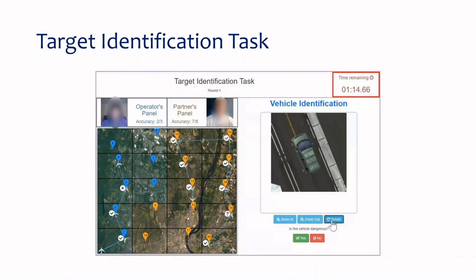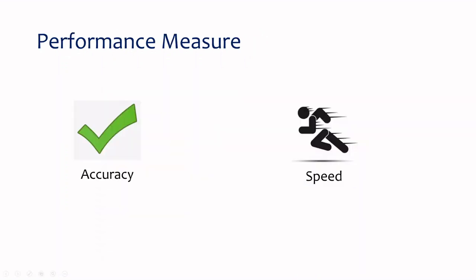Before each gameplay, the participant allocates a number of images to the partner. During the task, the participant and the partner work in parallel to classify their allocated images by clicking on a marker of the image, zooming in to inspect the image, and selecting the correct button. The performance is measured based on both the accuracy and the speed of the team.